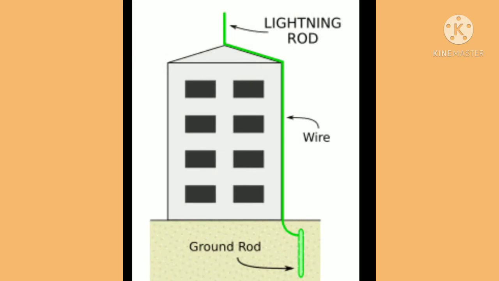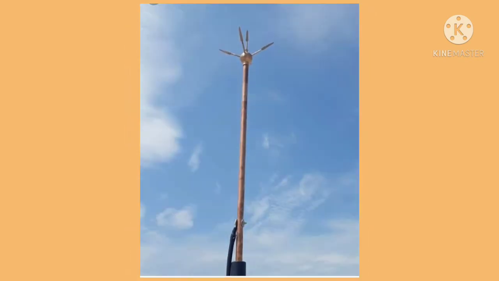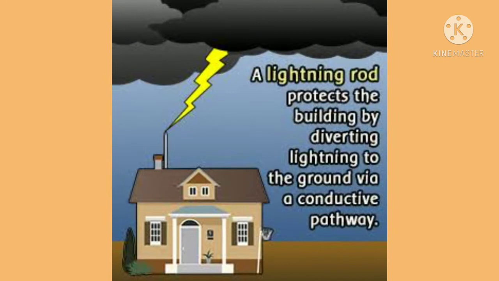A lightning arrestor is a device used to protect buildings, especially tall buildings, from the effects of lightning. The mechanism behind this: a lightning rod protects the building by diverting lightning to the ground via a conducting pathway.